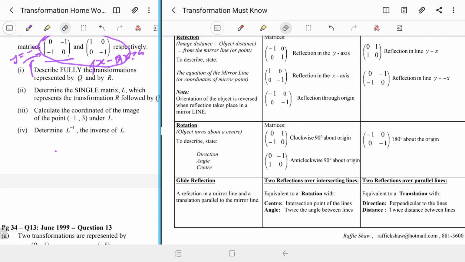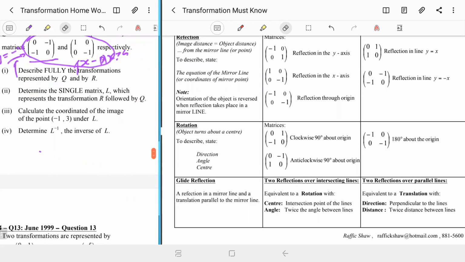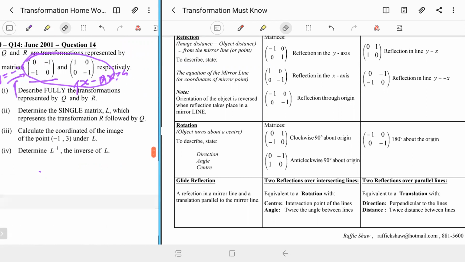Just have a look and see which one comes first to get the direction. To get the direction, it depends on which one comes first. So it's either clockwise 90 degrees or anti-clockwise 90 degrees. But see the question: I give the two matrices, and then you go and describe them if you don't know them. This one is a reflection in the line y equals minus x, and this one is a reflection in the x-axis.